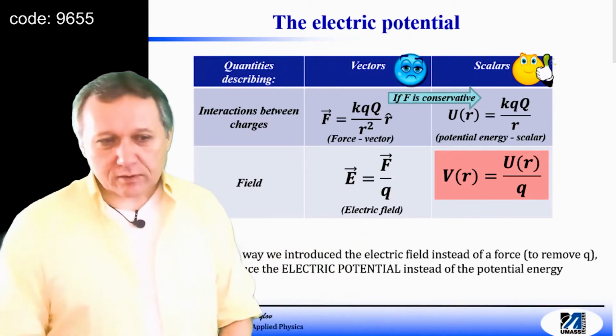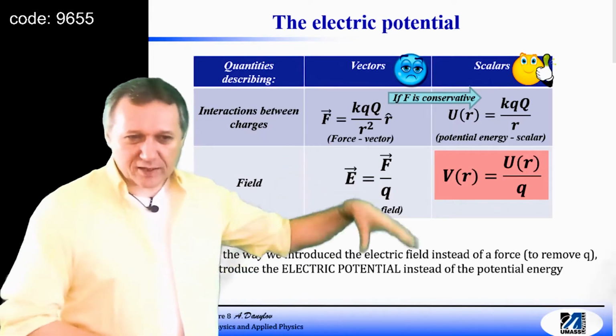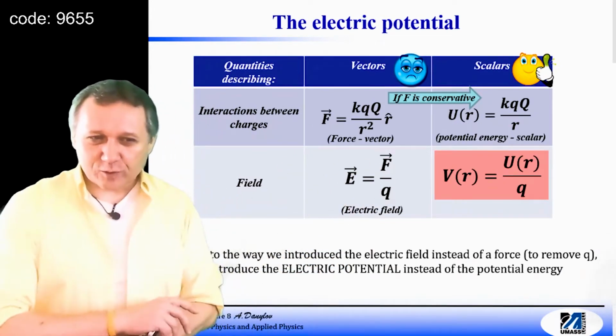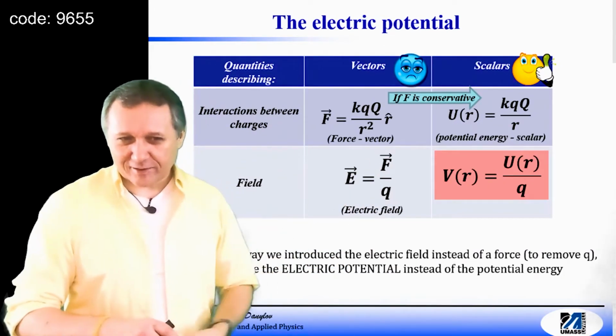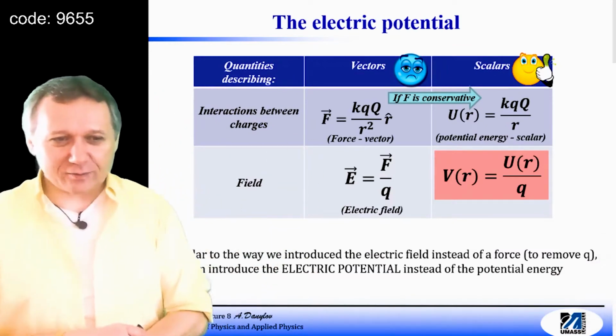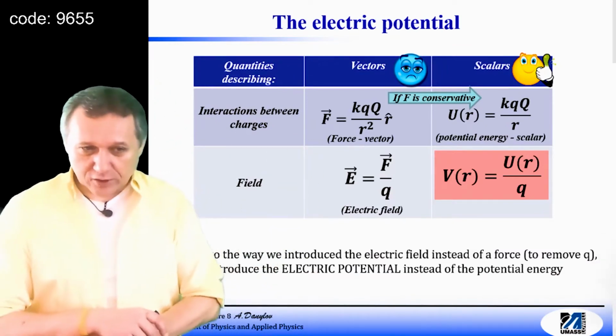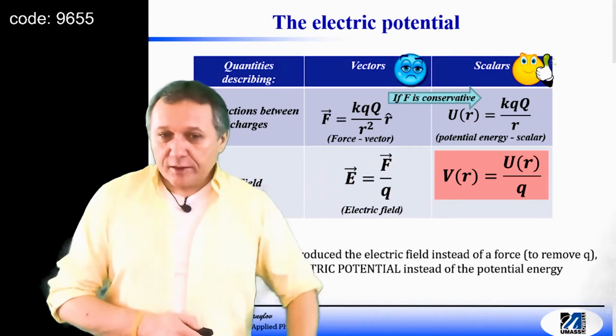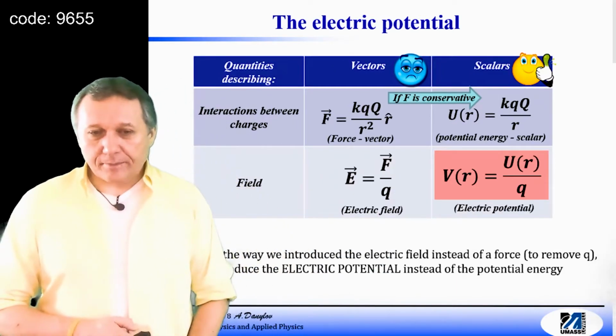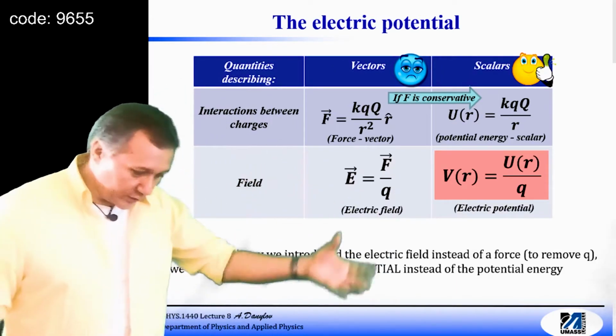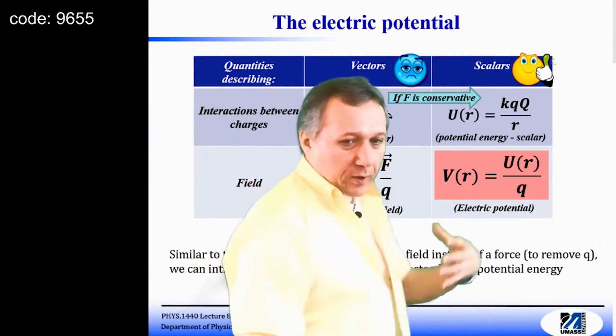Or sometimes people just skip electric and say just potential, because we live in the world of electricity, so everything is electrical. And later on there will be magnetic stuff also. So the electric potential. So this new quantity. And yeah, now we introduced a new quantity. What's next? What about the units?